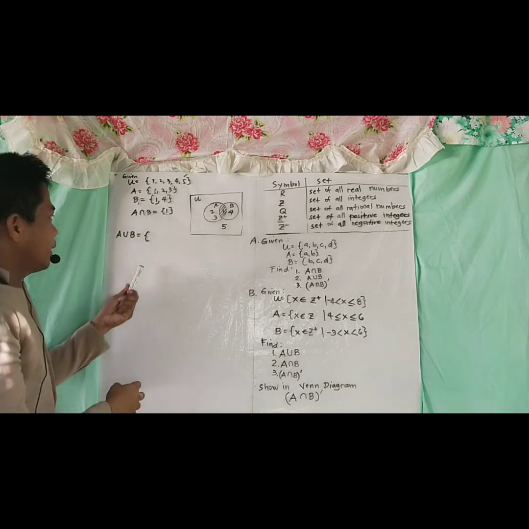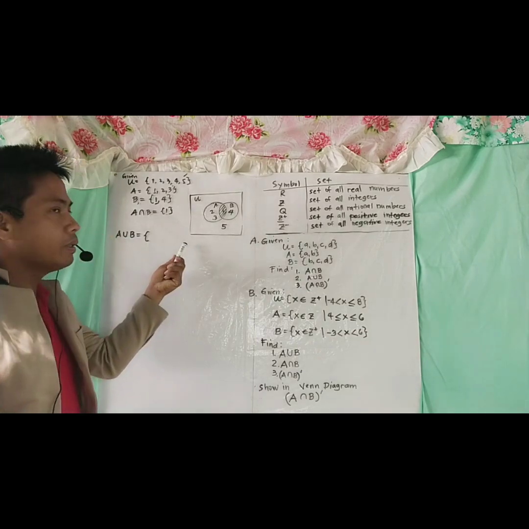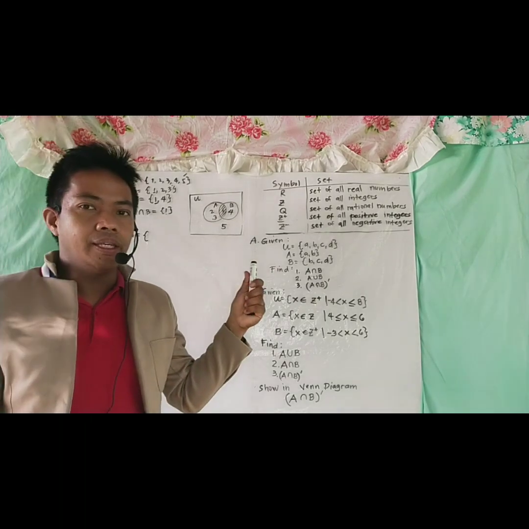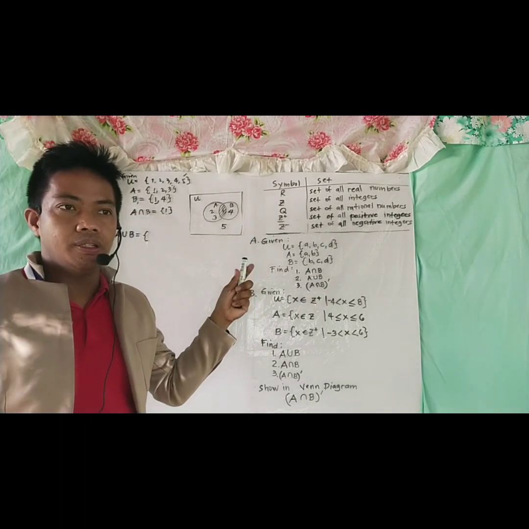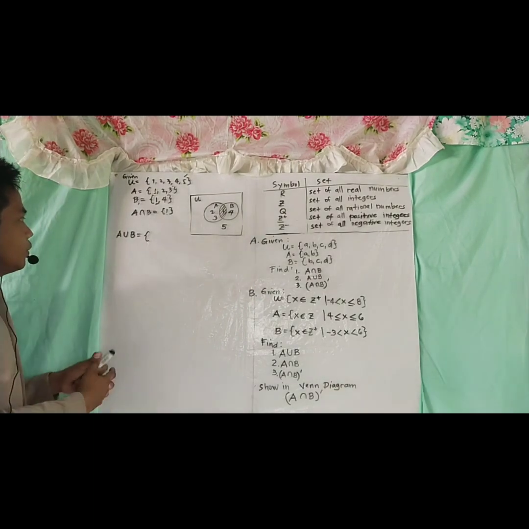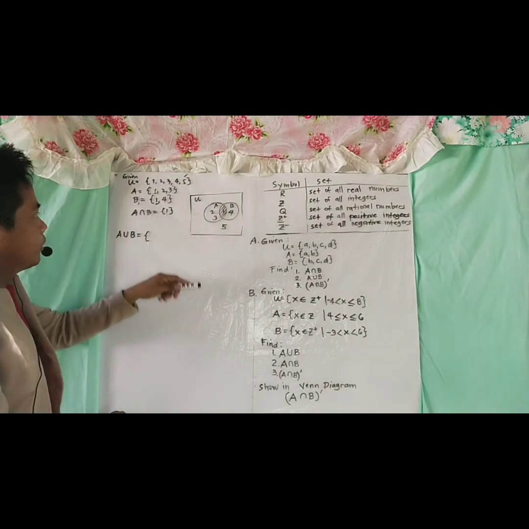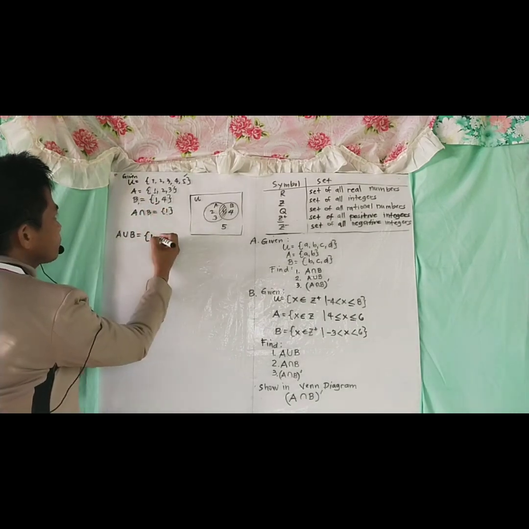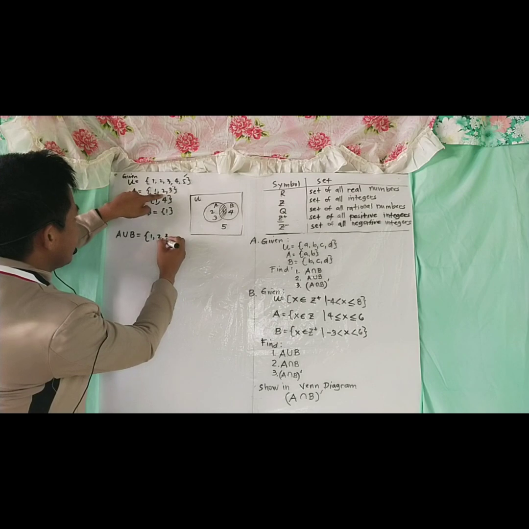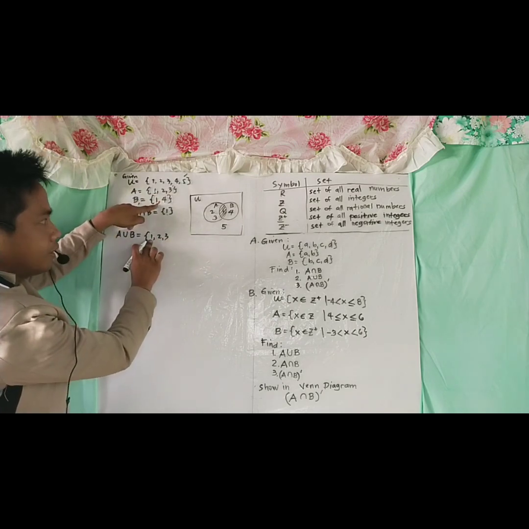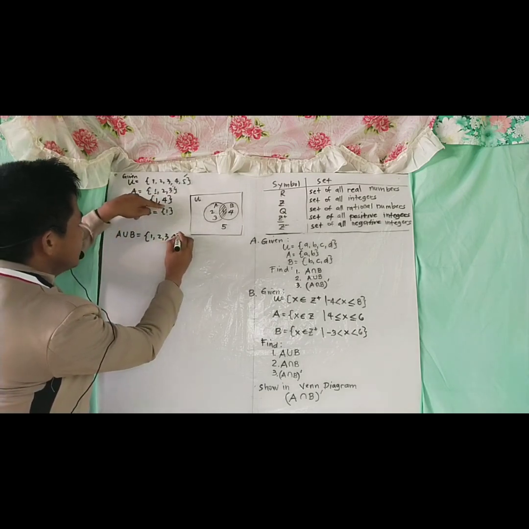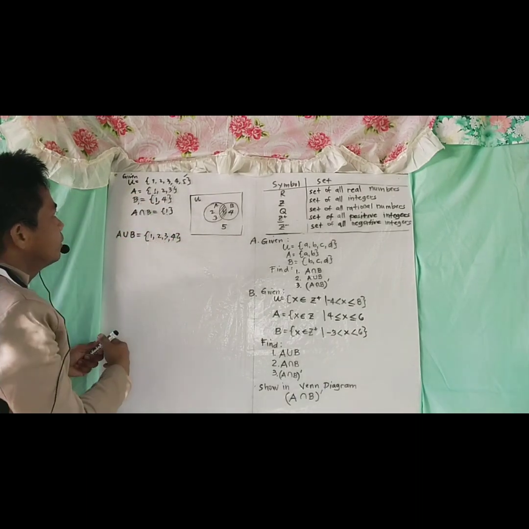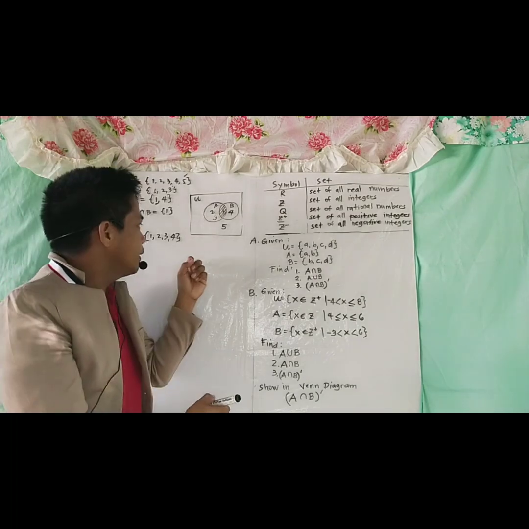How are we going to obtain the elements of A union B? When we say union, the elements are in A or B, or both A and B. So you're going to combine all the elements, all the members of set A and set B. We have 1, 2, 3. For set B, we have 1 and then 4. So it is now the union of A and B: 1, 2, 3, 4. How are we going now to show this in the Venn diagram?